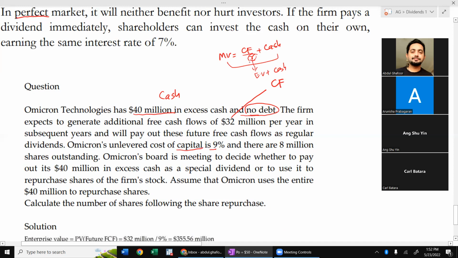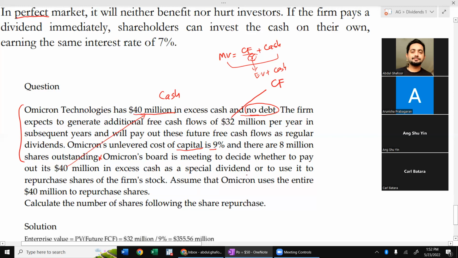R is 9%, and there are 8 million shares outstanding. So this is the situation of the company. Now, what is the dividend policy? The company's board is meeting to decide whether to pay out its 40 million of excess cash as a special dividend, meaning a cash dividend, or to use it to repurchase shares of the firm's stock. The company is deciding between paying a cash dividend or a share repurchase.